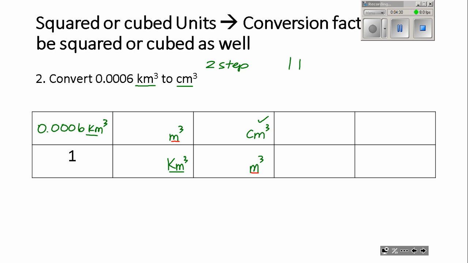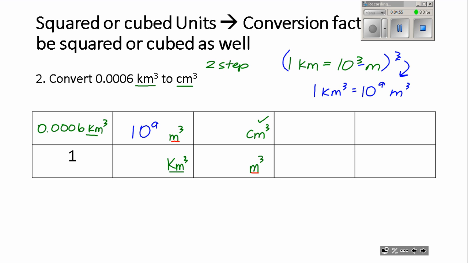We know that 1 kilometer is equal to 10 to the 3rd meters. Okay? And so what do we have to do to that? Well, again, we have to cube that and get our new conversion factor. So what do we have? 1 kilometer cubed is 10 to the, well, 3 times 3 is 9 meters cubed. Okay, and then we'll plug that into our problem. So we know 10 to the 9th power goes here and 1 goes here. And again, kilo is a prefix. The only number we should ever put with a prefix is a 1.